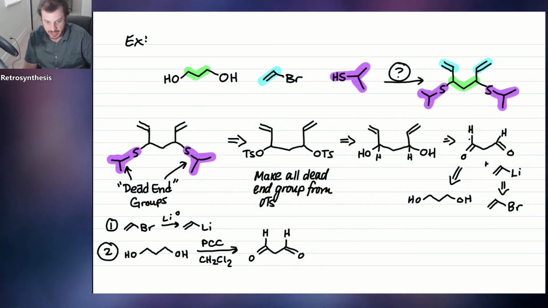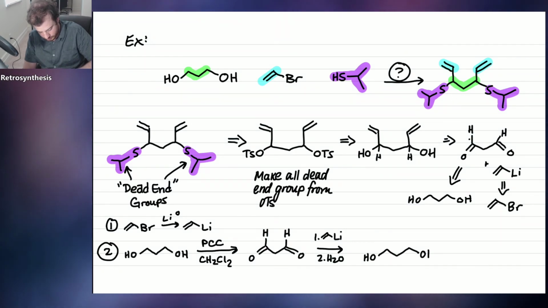Make sure we don't gain or lose carbons, so count the carbons. 1, 2, 3, 1, 2, 3. We still have 3 carbons. Okay, next up, we're going to add our organometallic that we made in step 1. So step 1, vinyl lithium. Step 2, H2O. That's going to add those carbons to the carbonyl carbon. Okay, now turn those alcohols into tosylates. Tosyl chloride pyridine, it's the high-tech method.